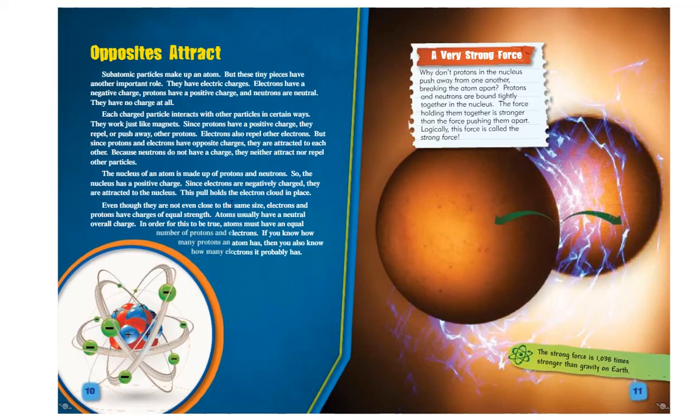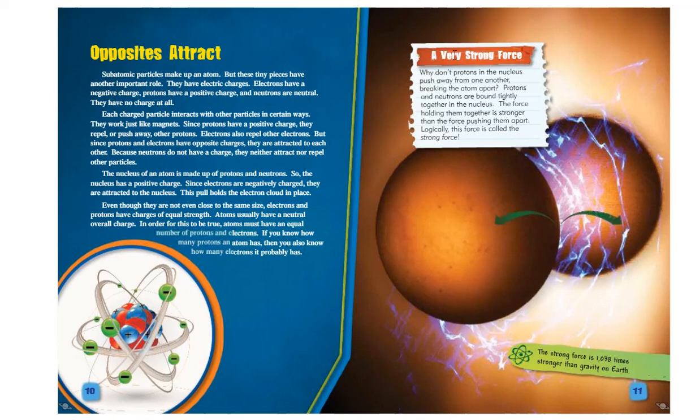Even though they are not even close to the same size, electrons and protons have charges of equal strength. Atoms usually have a neutral overall charge. In order for this to be true, atoms must have an equal number of protons and electrons. So that's pretty important to note right there. Atoms like to have an equal number of protons in the nucleus, as well as an equal number of electrons swirling around the outside in order to keep those charges balanced. If you know how many protons an atom has, then you also know how many electrons it probably has.